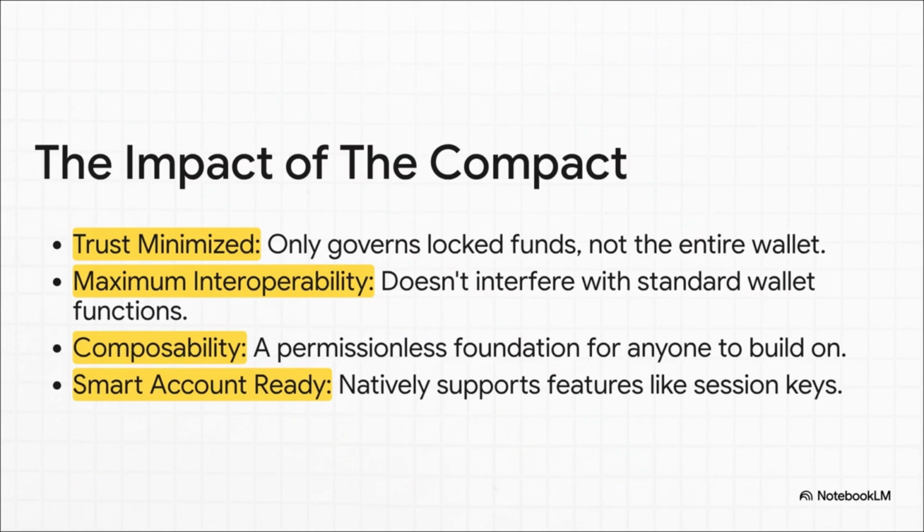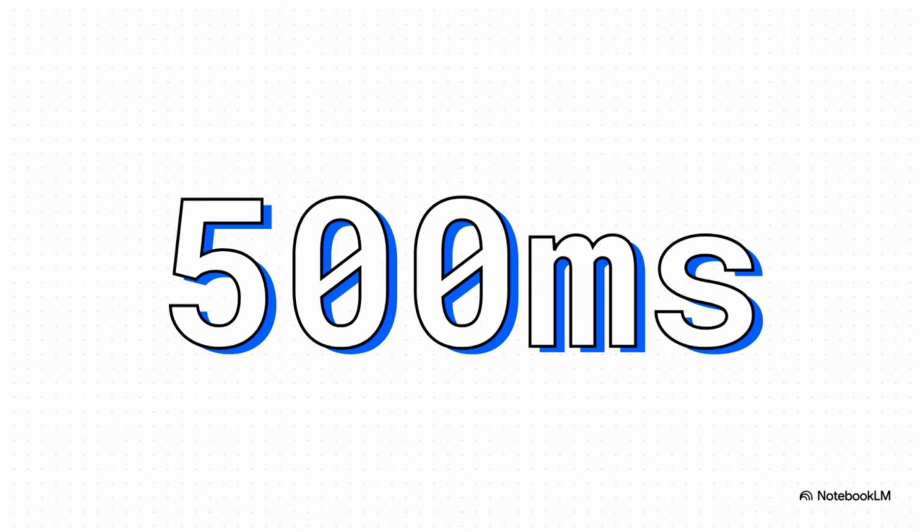The impact of a system like this is huge. First, it's trust minimized. The system only ever has control over the specific funds you decide to lock, not your entire wallet. It also has maximum interoperability. It doesn't get in the way of your wallet's normal functions. But maybe the biggest thing is composability. It's a permissionless foundation. That means anyone can come along and build new, cool intent systems on top of it. And, of course, it's smart account ready, built to work with things like session keys and passkeys right out of the box. So what's the result of all this?